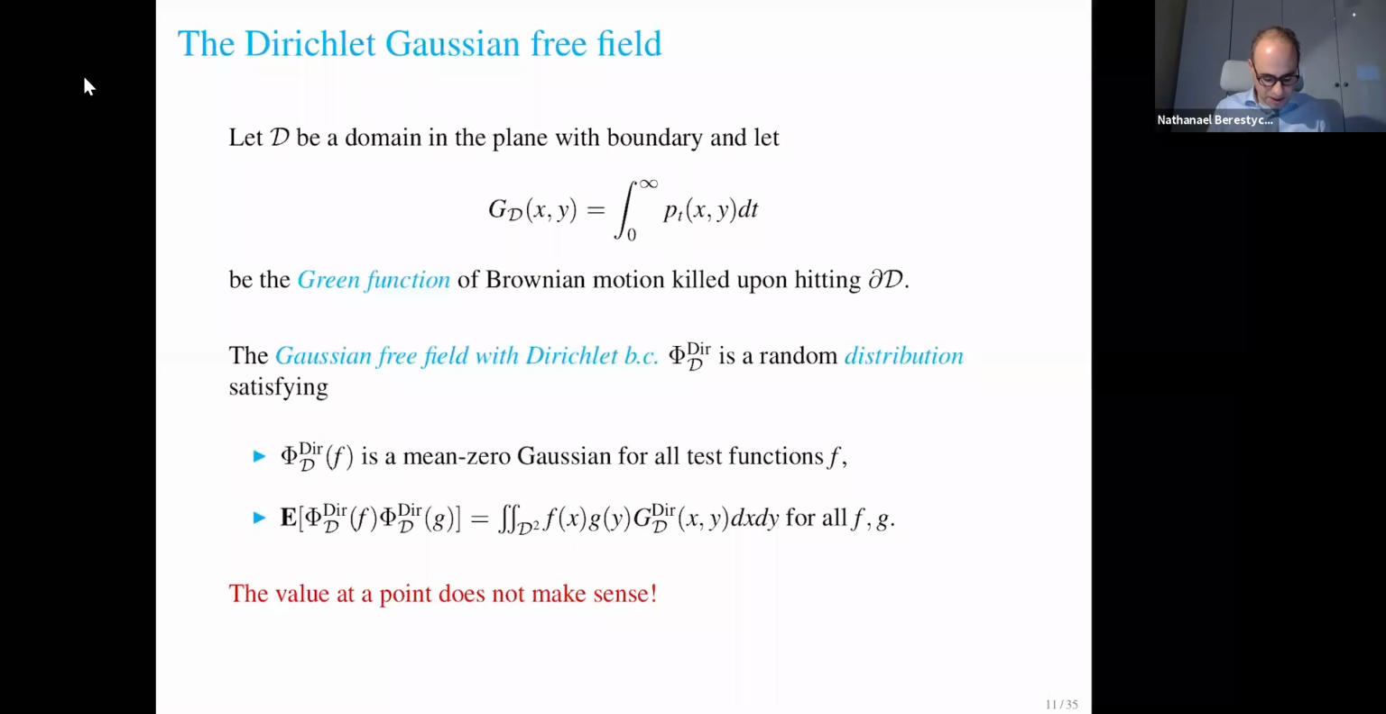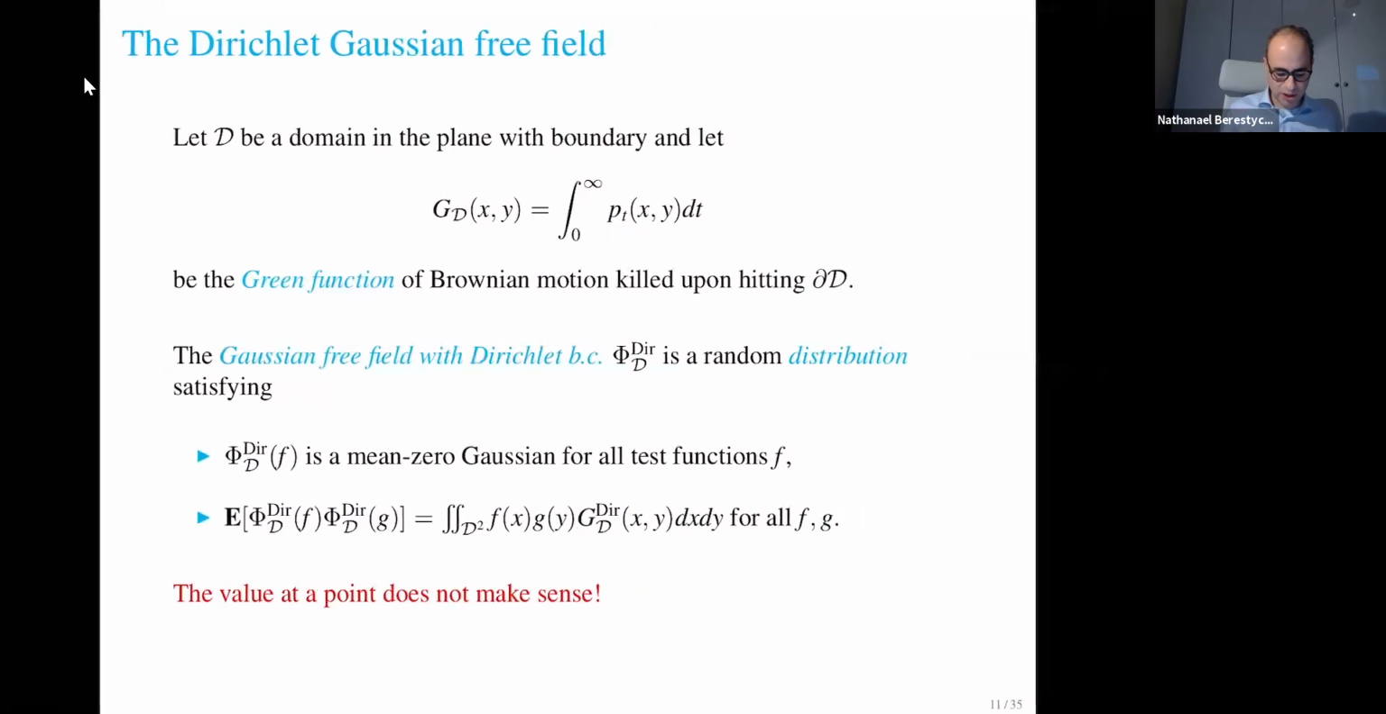And that just means, if you want, that while the Gaussian free field is not a function, you can think of it as a function, and in that case, it is a Gaussian random function with mean 0 and the covariance given by the Green function. This Green function, I'm missing a Dirichlet here on the top of the definition. Dirichlet because the Brownian motion is killed when it touches the boundary. So that's just the definition of the Gaussian free field. Again, the value is not defined pointwise, but it's well defined when we think of it as a random distribution.